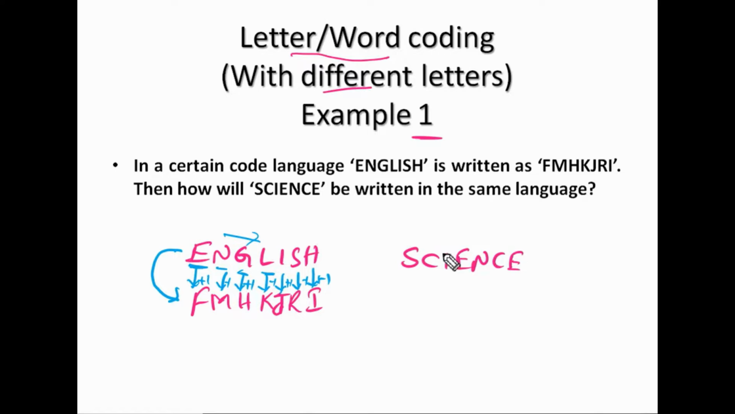We'll do the same on this word also. S: next letter T. C: before letter B. I: J. E: before letter D. N: next letter O. C: before letter B. And E: next letter F. So that is the answer. Next question.